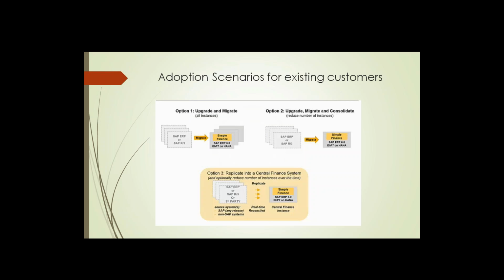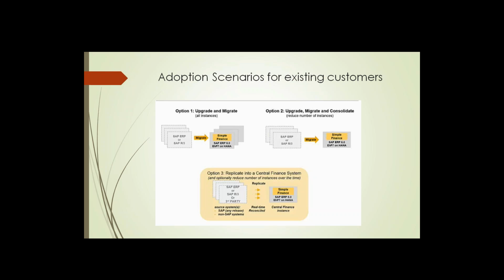Adoption scenarios: if the customer is already using SAP and they want to move to SAP Simple Finance, what are the available adoption scenarios for them? The first option you can see is upgrade and migrate, which means let's say you are using three different company codes which are configured on three different servers. All these three company codes are not configured on the same client; all are configured on different clients. So the first option is you migrate to Simple Finance for each and every company code separately. Again, you use three different servers to perform your activities with the Simple Finance server.